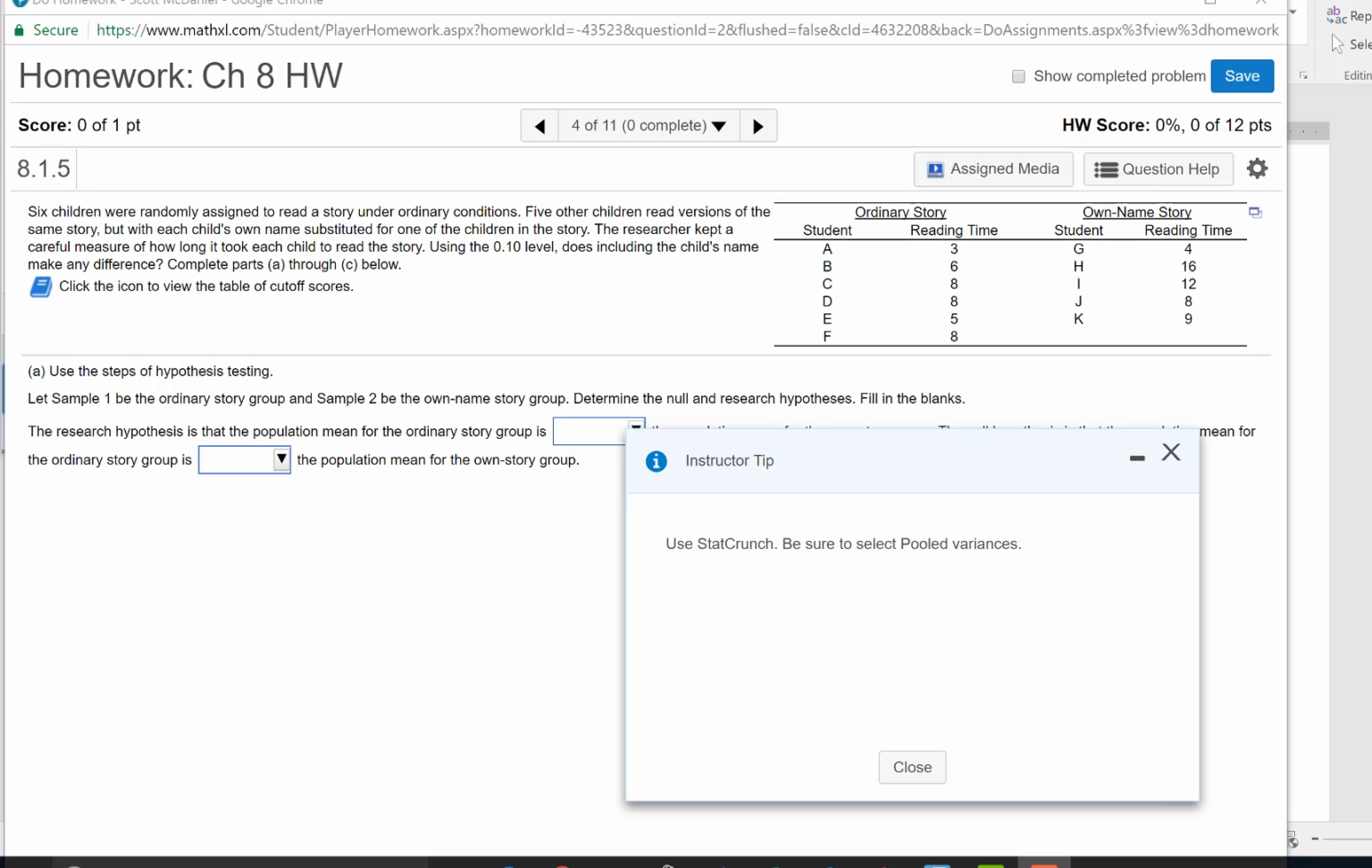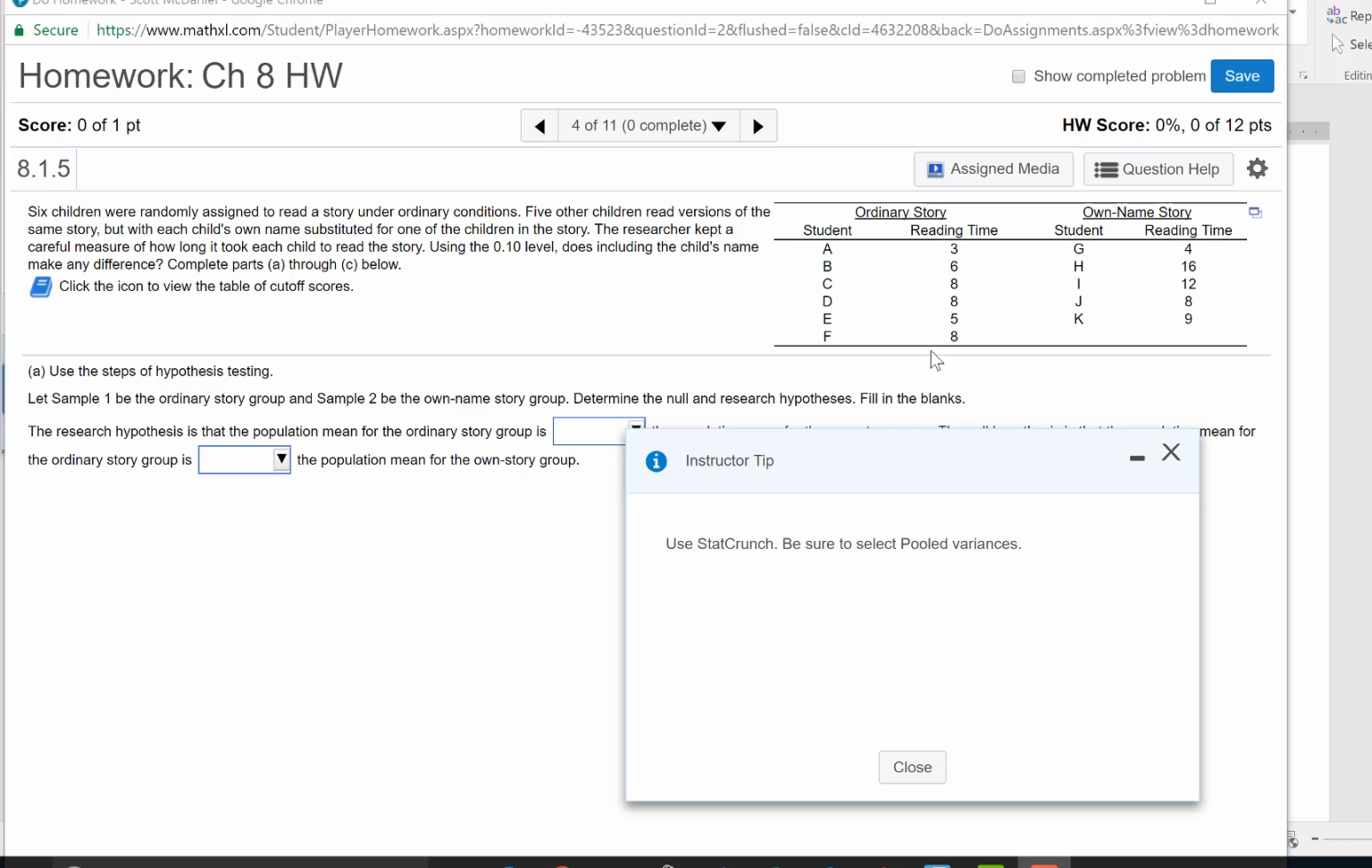Okay, for this problem, we have 8.1.5. 6 children were randomly assigned to read a story under ordinary conditions. 5 other children read versions of the same story, but with each child's own name substituted for one of the children in the story. The researcher kept a careful measure of how long it took each child to read the story. Using a 0.10 level of significance, does including the child's name make any difference? Complete parts A through C below.